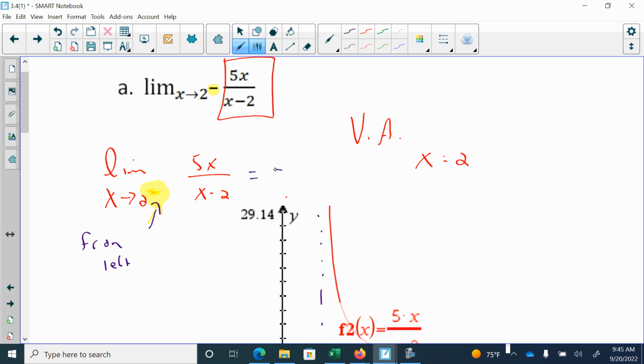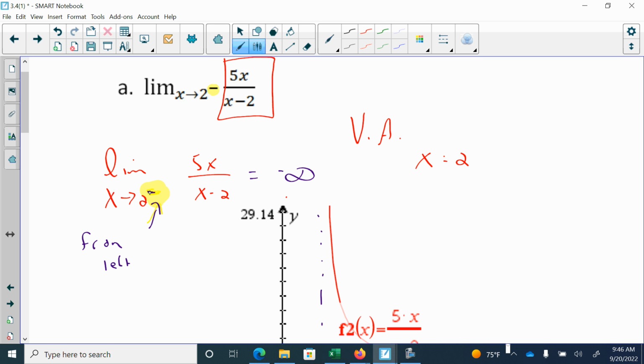So I'm going to say that this whole limit is approaching negative infinity. Now, just to be clear, when I say that, I'm saying that the limit does not exist. It's not approaching one number, but I can do these one-sided limits. So I can say, as I approach 2 from the left, the graph will go to negative infinity. Does that make sense?